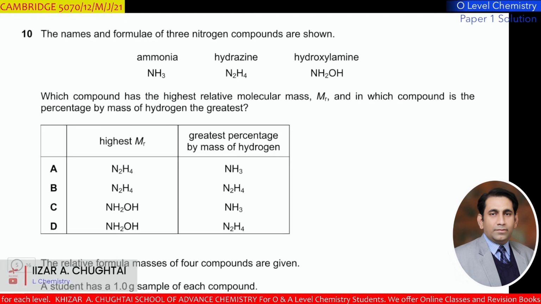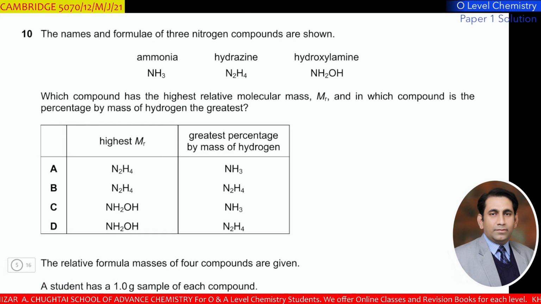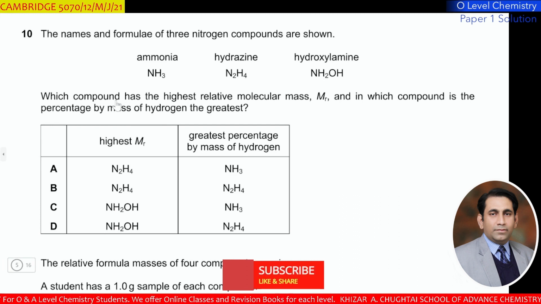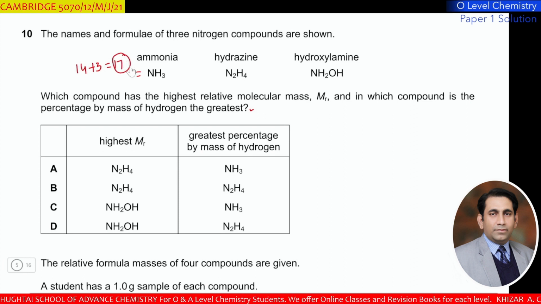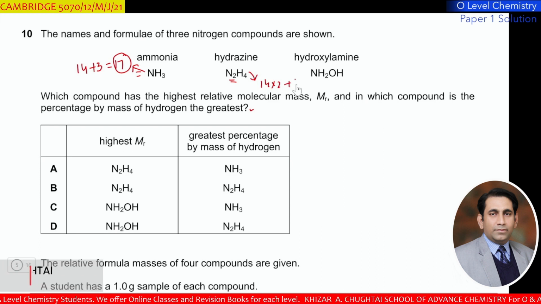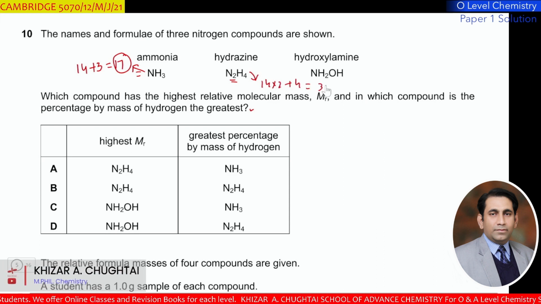Question number 10. The names and formulae of 3 compounds are shown: ammonia, hydrazine, hydroxylamine. Which compound has the highest relative molecular mass? In which compound is the percentage by mass of hydrogen greatest? First of all, I am going to find the highest Mr. The mass of nitrogen is 14 plus mass of hydrogen 1 times 3, so overall mass is equal to 17. 1 mole of ammonia has 17 grams. 1 mole of N2H4: 2 nitrogens, 14 times 2, plus 4 hydrogens, is equal to 32.